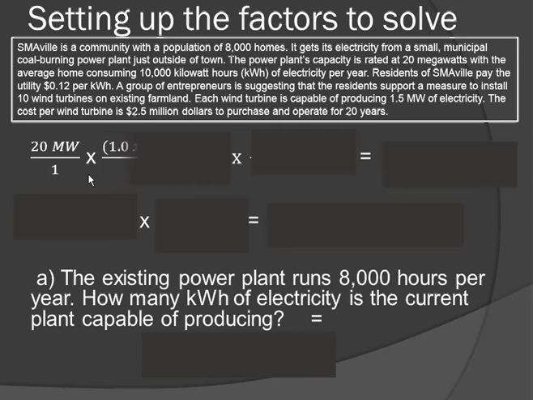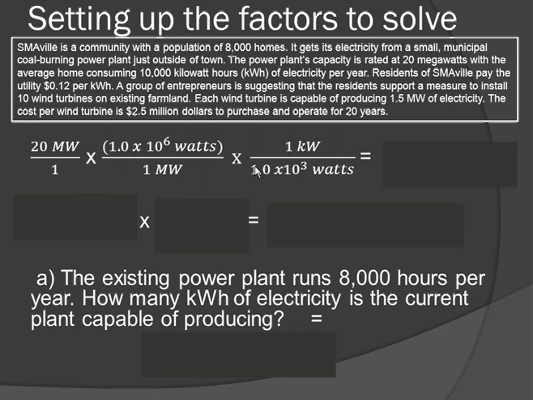Your second factor should look like 1 times 10 to the 6 watts, which is equal to 1 megawatt. 10 to the 6 means 6 zeros after the decimal point. Now we can cancel out our units. If we cancel out the megawatts, what we have left in units is just watts. But remember, we want to work our way towards kilowatt hours per year. So the next logical step would be to go from watts to kilowatts. Kilowatts is equal to 1,000 watts. 1,000 is the same as 1.0 times 10 to the third watts.